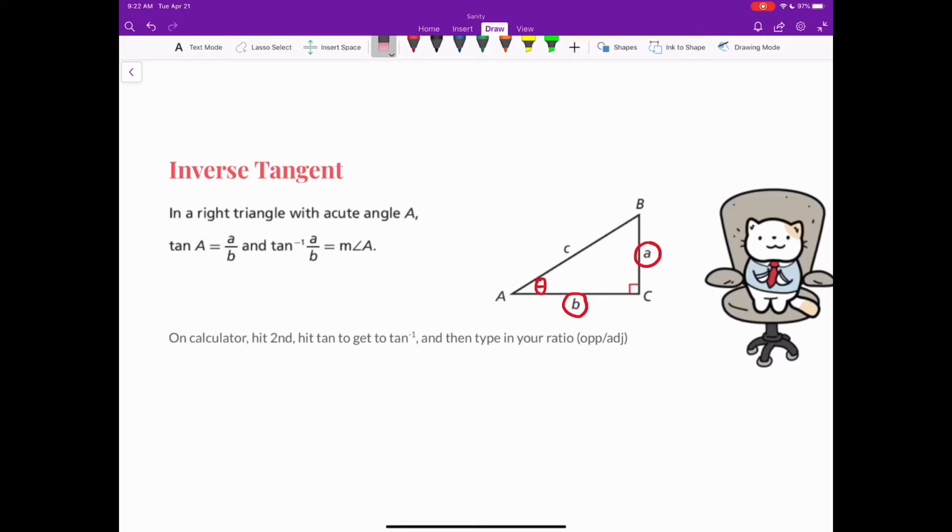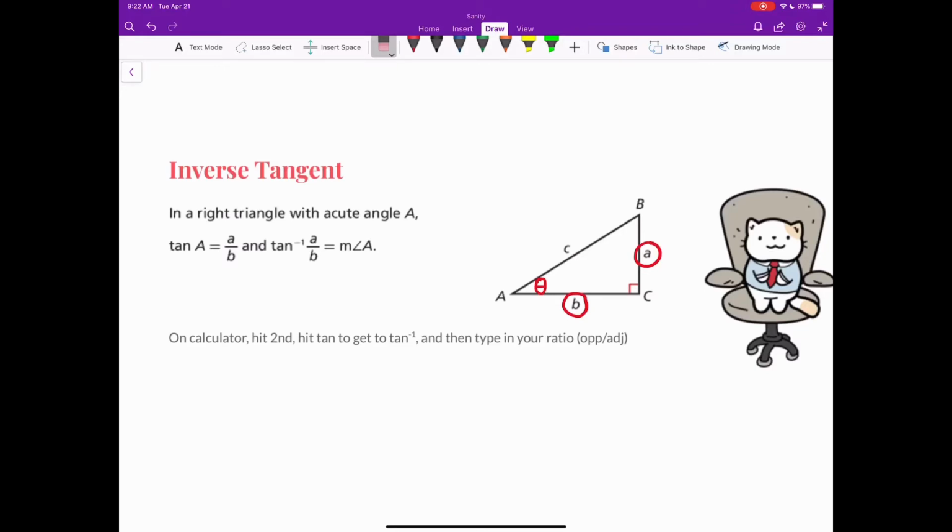And on your calculator, if you want to get tangent inverse, it is right above the regular tangent. So you have to hit second to get to the option of tangent inverse. You hit second, and then you hit the tangent button, and then you can type in your ratio as a fraction, the opposite over adjacent. And if you hit enter after that, it will give you an angle measurement.